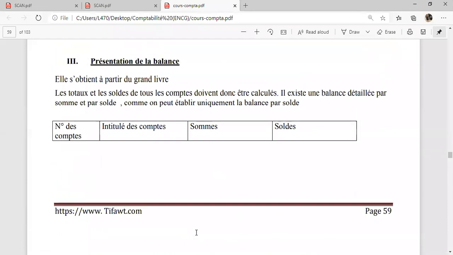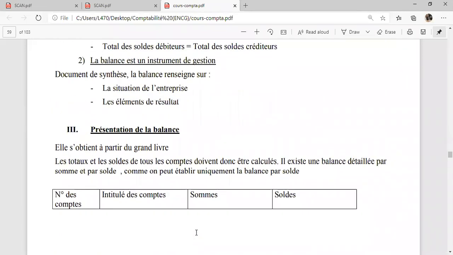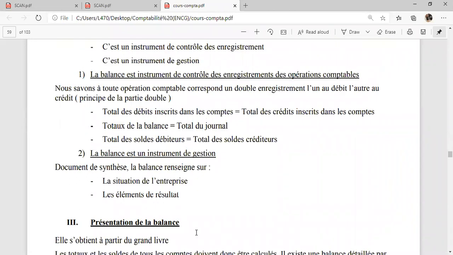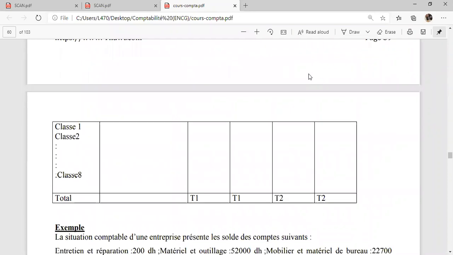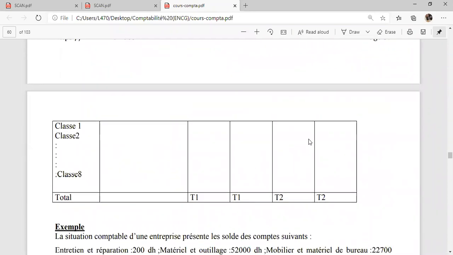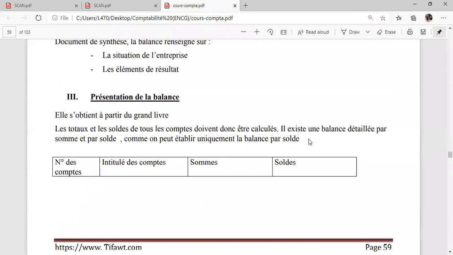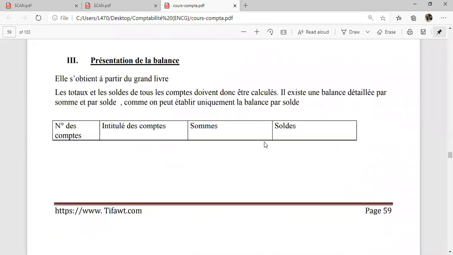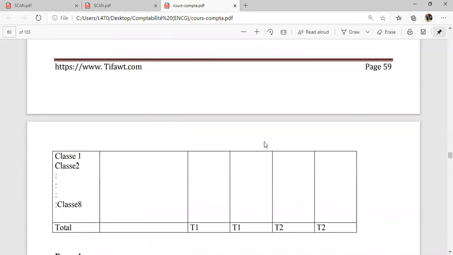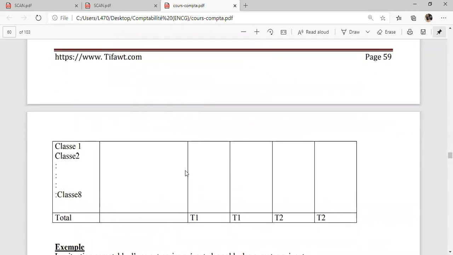That's the first rule. The second rule is that total de solde débiteur égale à total de solde créditeur. So here, where we have the column of the solde, the totals on each individual column pertaining to the solde must be equal as well. Then lastly, we have total de débit inscrit dans le compte égale à total de crédit inscrit dans le compte. So it's just a repetition of the first one, which says under the main column of somme, the subdivisions must also be equal.